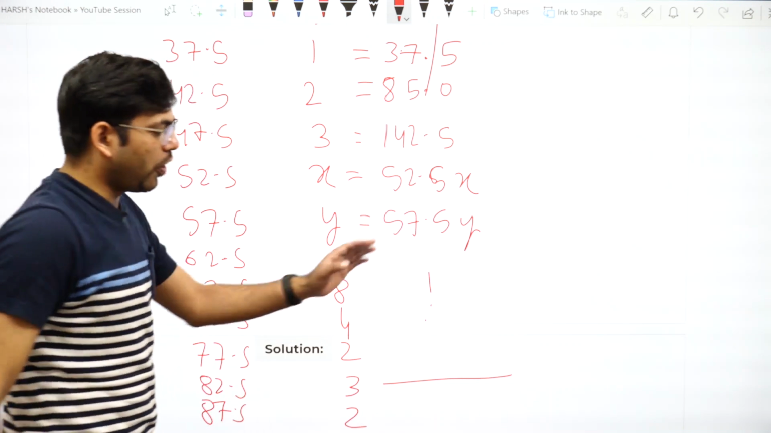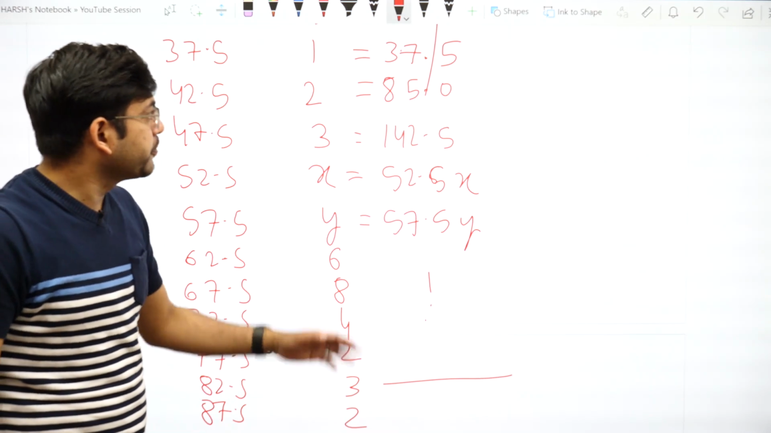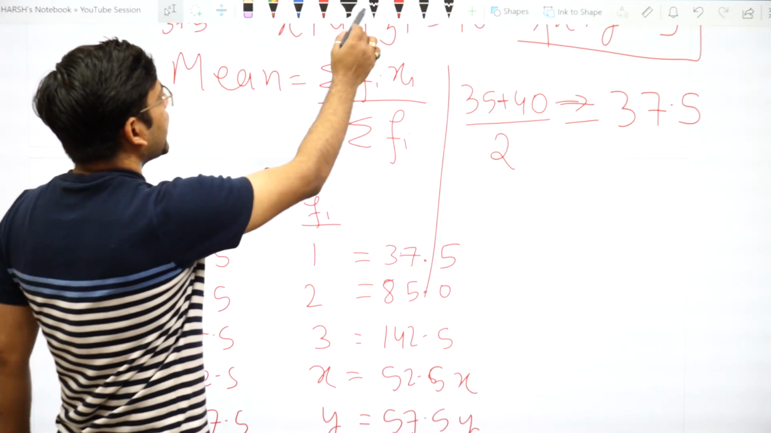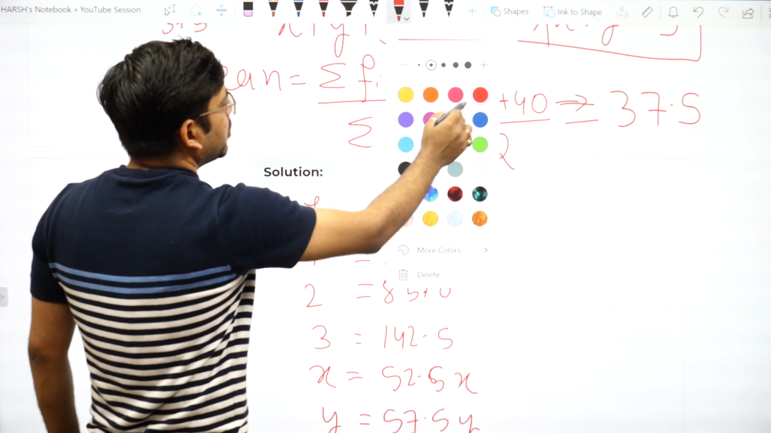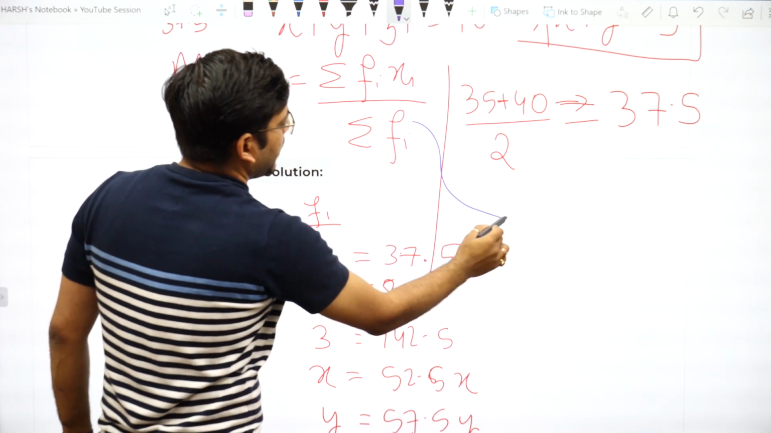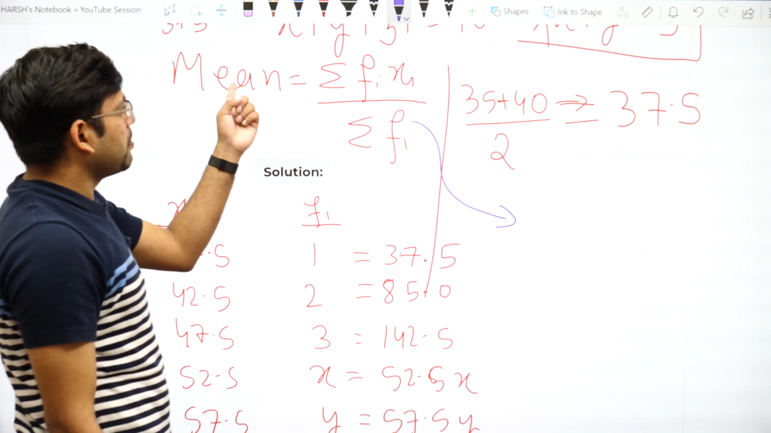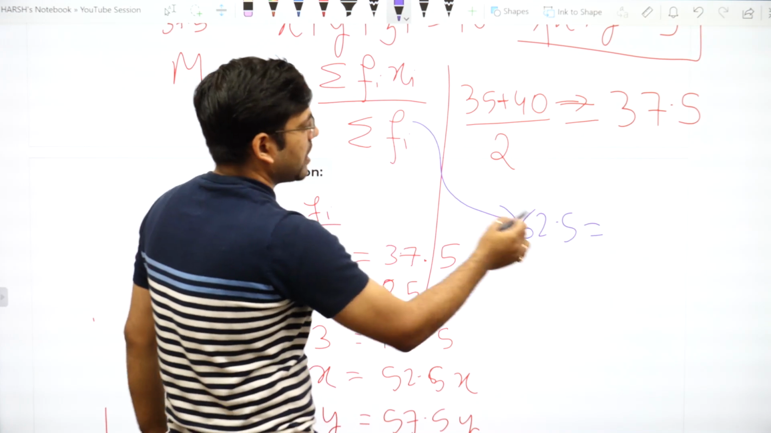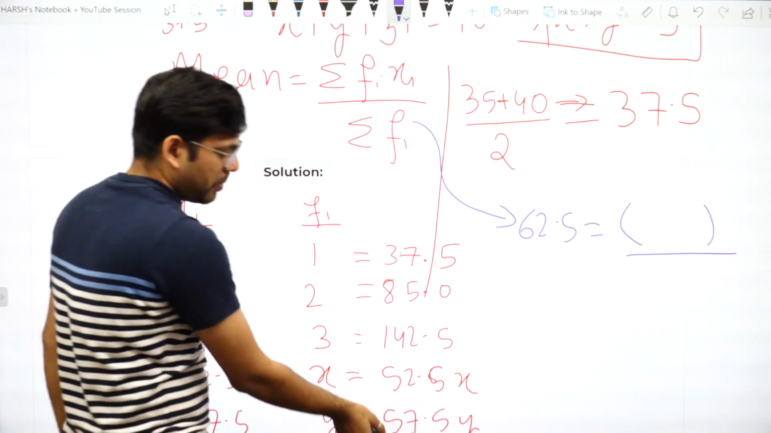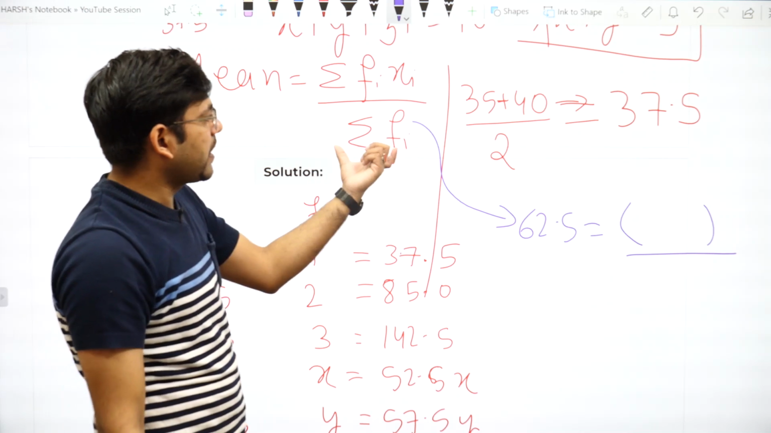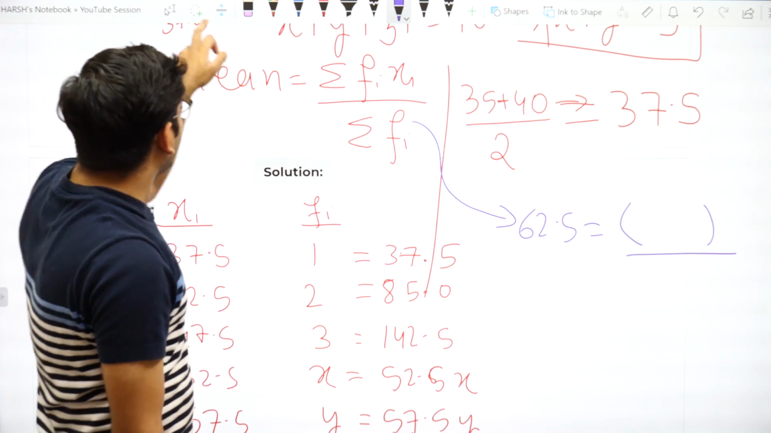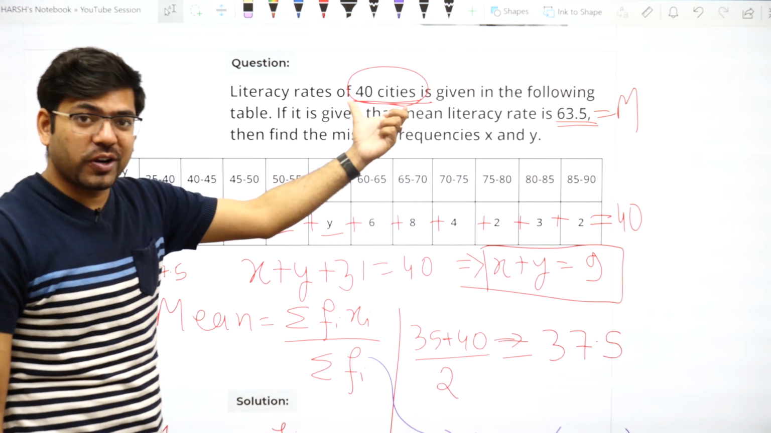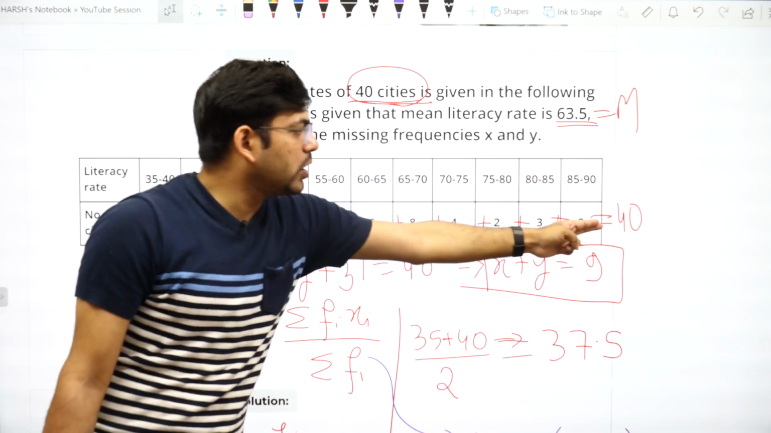And then adding all of them. Now I am just putting everything in the formula, and I am writing it using another color. Let's see. Mean is already given, that is 62.5, equal to summation fi xi, which we have got just now at the bottom by adding all of them, divided by summation fi. Summation fi was given, 40 cities. So this 40 cities is summation fi, the sum of all the frequencies.